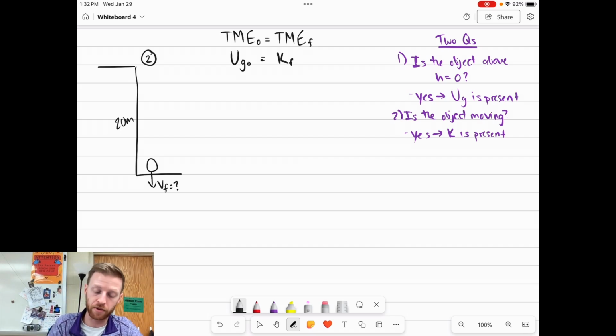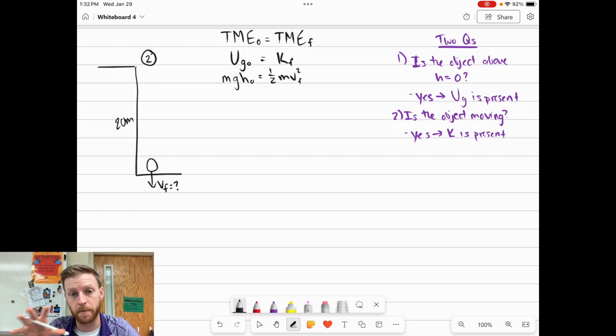So I can plug in my equations. I can use my mgh initial for that potential energy. Kinetic energy is 1/2 mv squared, or v final squared. And now I just got to figure out the math side here. I got to plug in values and do some algebra. The hard part here is sometimes rearranging those variables, but there is something that's really nice.